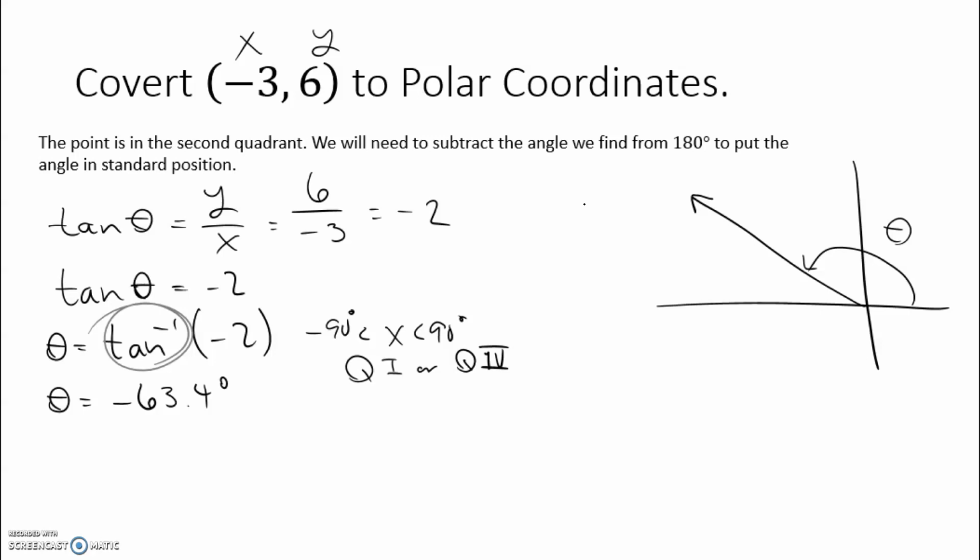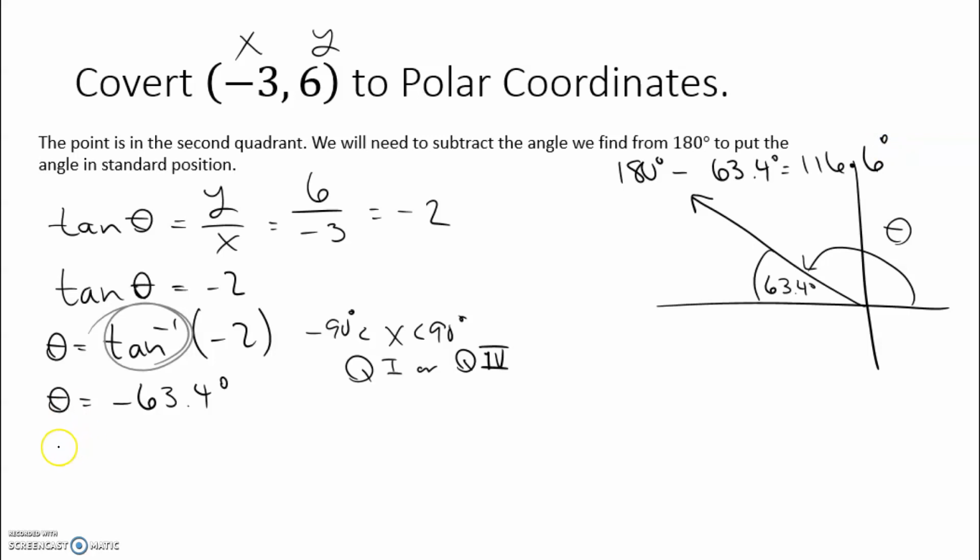So the angle that they just gave us, this 63.4, I'm actually going to ignore that negative. So this little angle right here, that is 63.4. To get the angle in standard position, what I'm going to do is 180 minus 63.4, and that's going to give me 116.6. Okay, that's the angle that I need to use.